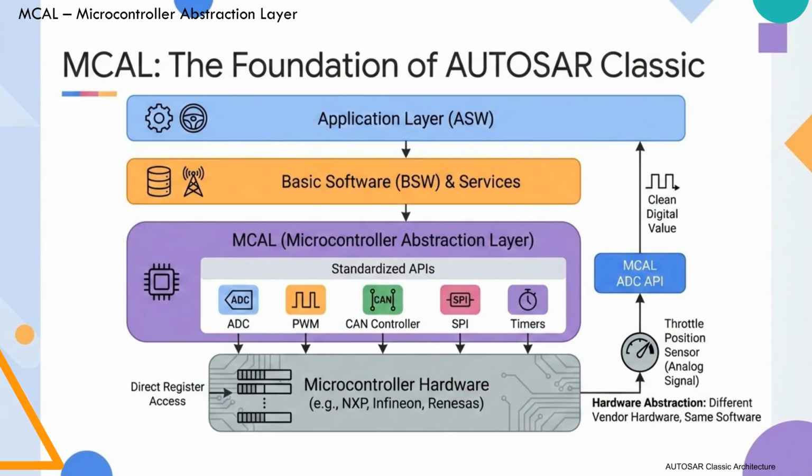Now imagine a real-world scenario where an engine control ECU needs to read throttle position. The sensor produces an analog signal. MCAL handles the ADC conversion and provides a clean digital value to upper layers without exposing register-level complexity. This is critical because different hardware vendors, like NXP, Infineon, or Renesas, have completely different register architectures. MCAL hides all of this, ensuring that the same application software can run, even if the hardware platform changes, which is a key requirement in automotive product lifecycle.